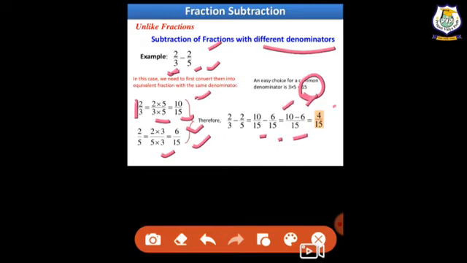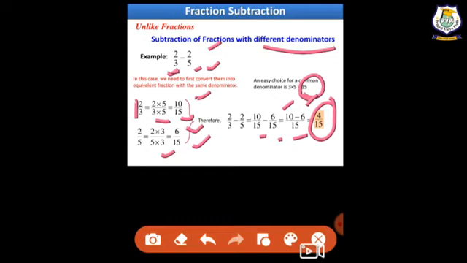So when the subtraction of fractions is exactly same as the addition of fractions, only the different thing is their sign. There is the sign of addition and here is the sign of subtraction.